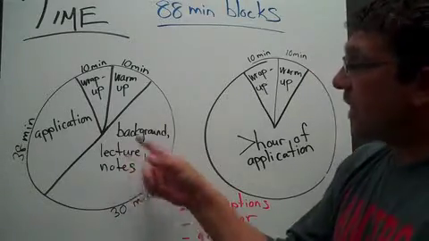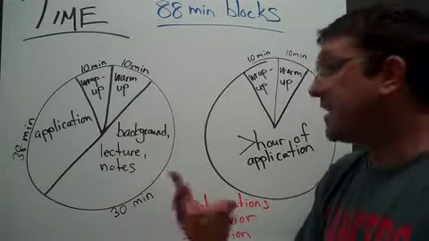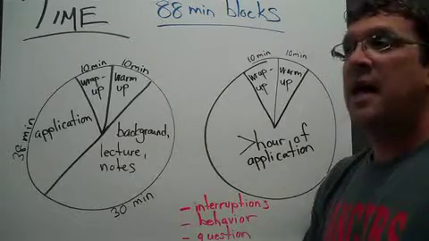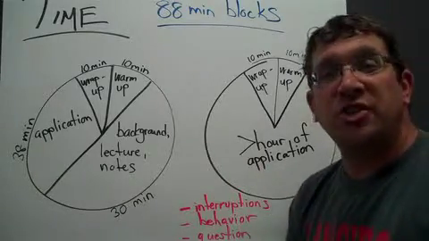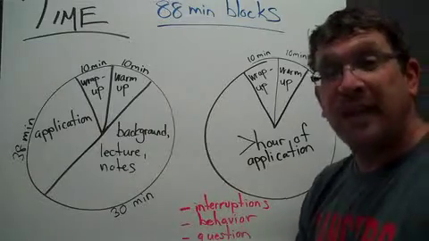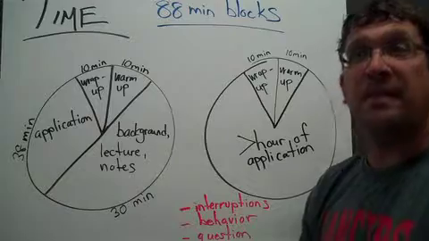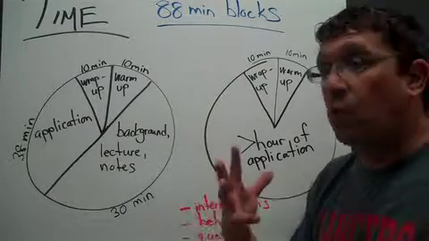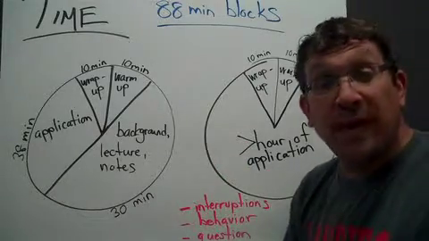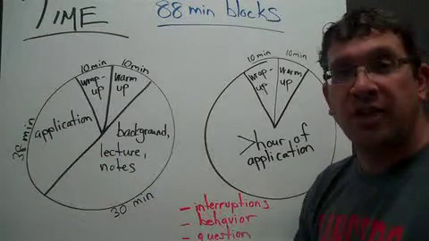And then if I take a look at how much time I spent giving background information and lectures and definitions and notes, and I have to give all this information to students first before I can get on with how we're going to use it, I used up maybe about 30 minutes of that time giving them the background information for whatever it was we were going to do that day. And then that left me with about 38 minutes of application.